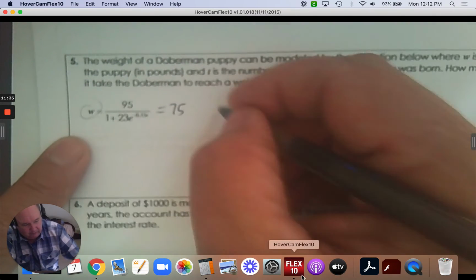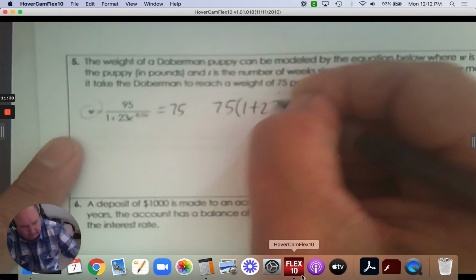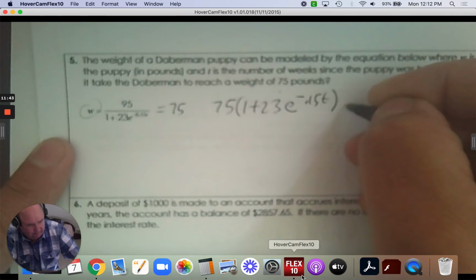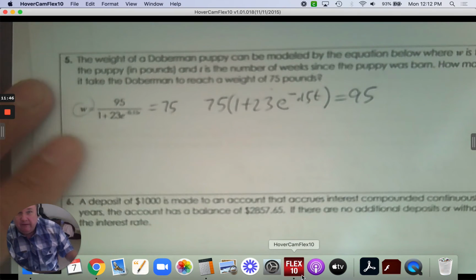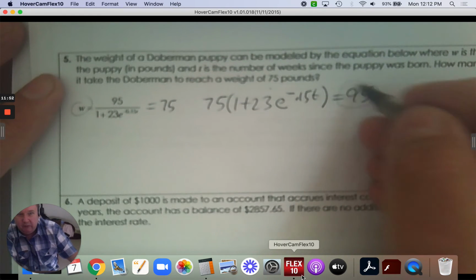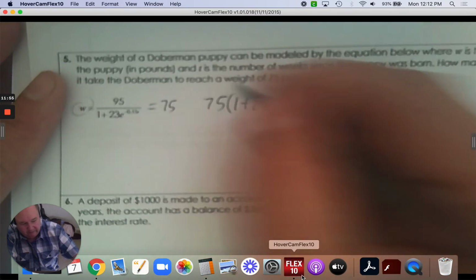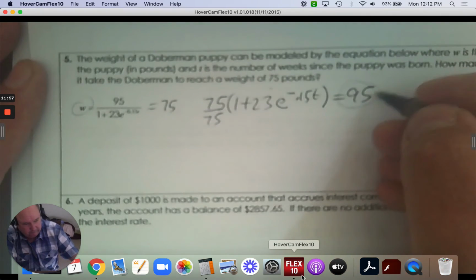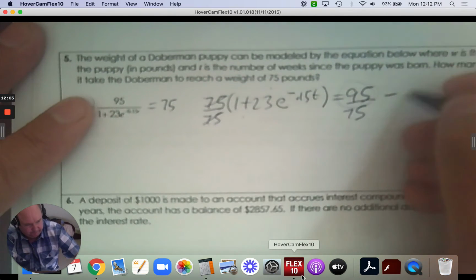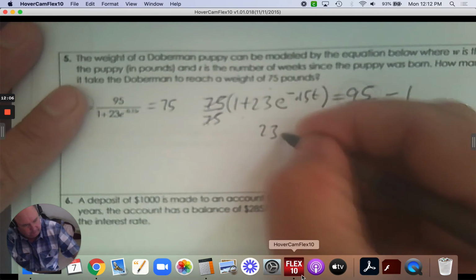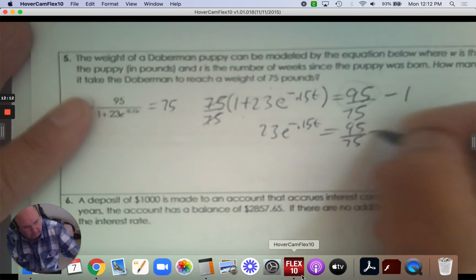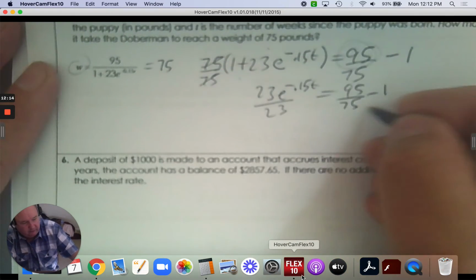So step 1 is to multiply both sides by that denominator. So it's 23e to the negative 0.15t equals 95. The next step, and this is how much the Doberman will weigh at the end. So at its height of the weight, it'll be 95 pounds. All right, divide by 75. Subtract 1. Then I'm going to divide by 23.